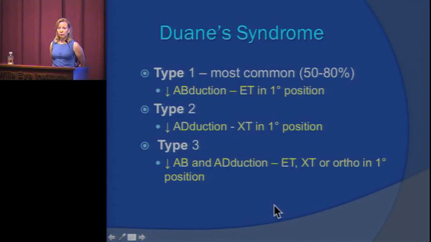In type 2, it's decreased adduction, usually an exotropia in primary position. Type 3 can be a little bit difficult because they have both decreased abduction and adduction, and they can have an esotropia, exotropia, or orthophoria in primary position depending on the relative decrease in the abduction and adduction. Okay?